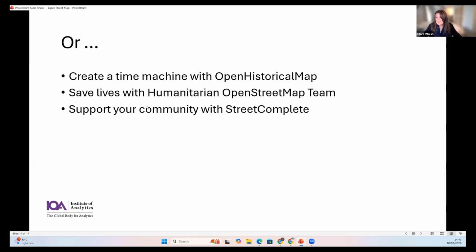StreetComplete is a really nice one. If you have no technical skills but you love this idea, and you look at your street and your neighborhood and think, I could do something with this, it just asks really simple questions like, here is a thing, is it a building? Yes. What kind of building is it? It's a shop. And it's literally just answering questions that people would like to know as you walk around the streets.